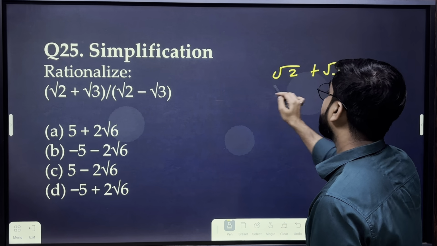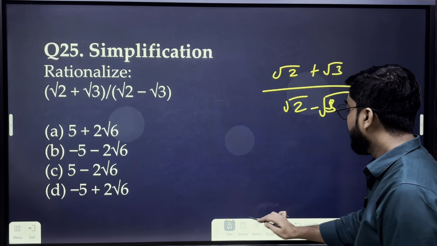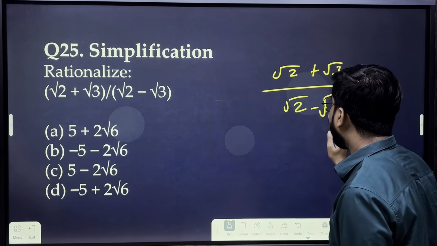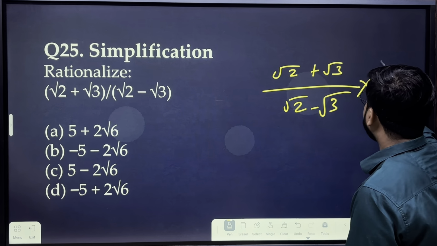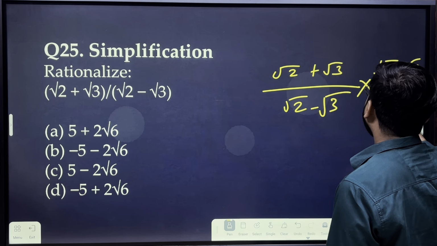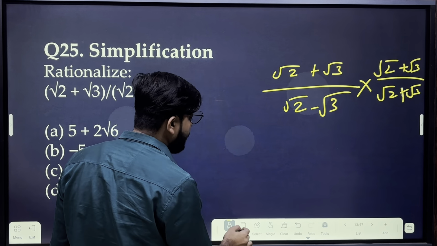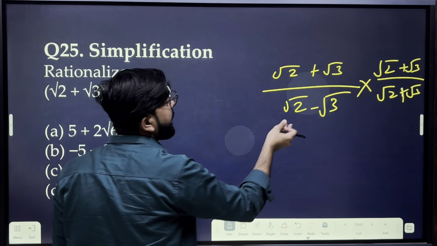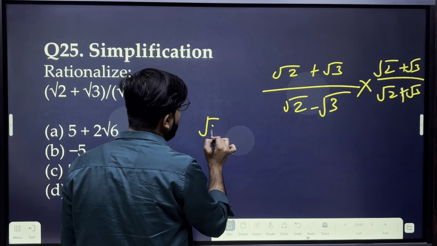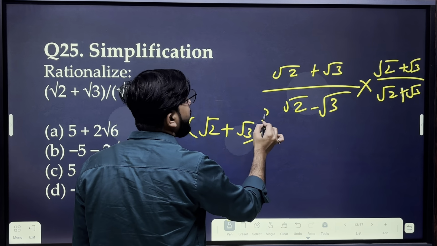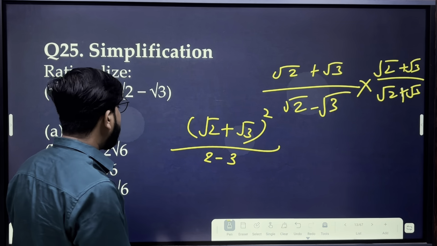Root 3 plus root 2 upon root 3 minus root 2. Now you know what is going to happen: rationalization. In rationalization, we always take the opposite sign. Here it is minus, so it means root 3 plus root 2 in the numerator and denominator. But never take this step. Why? Because if this is negative, this will be positive. It means we are going to do root 3 plus root 2 whole square, and in the denominator a square minus b square, that is 3 minus 2.